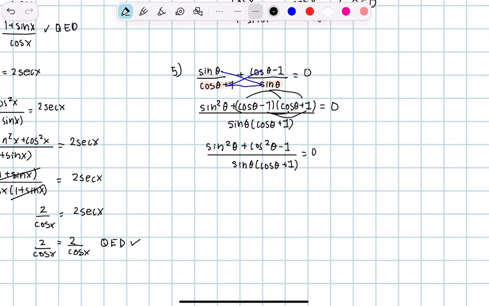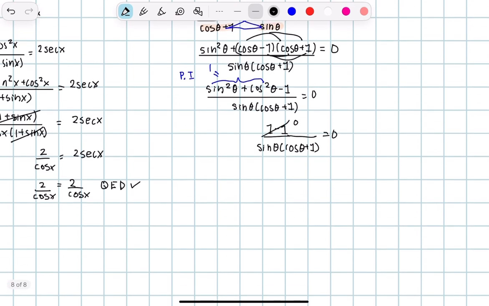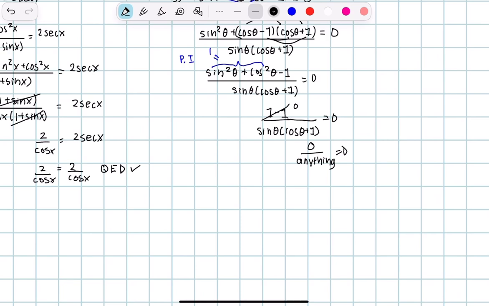But you also know that via the Pythagorean identity that sine squared theta plus cosine squared theta is equal to 1. So you can just write that as 1 minus 1 over sine theta times cosine theta plus 1 is equal to 0. And 1 minus 1 is just equal to 0. And 0 divided by anything is just 0. So then you have 0 is equal to 0, which is, of course, a true statement. So QED. And we're done for this video. Thanks.